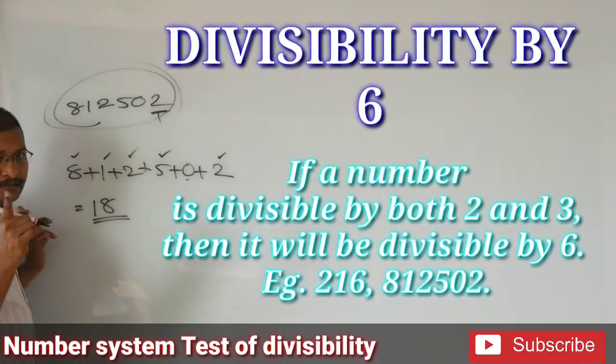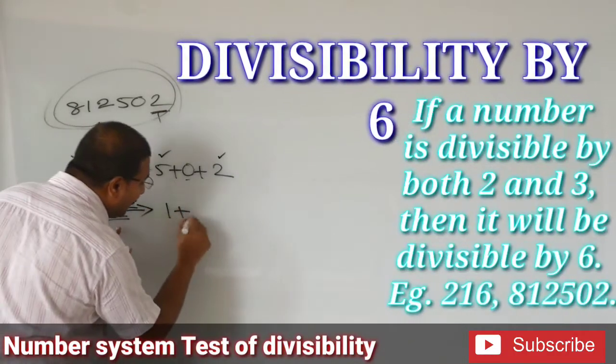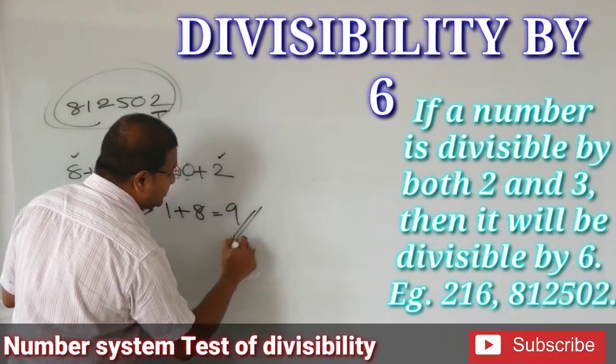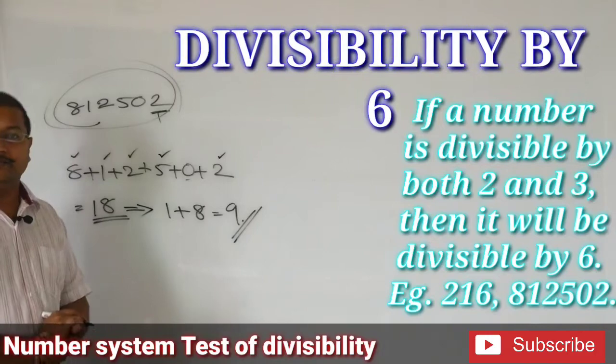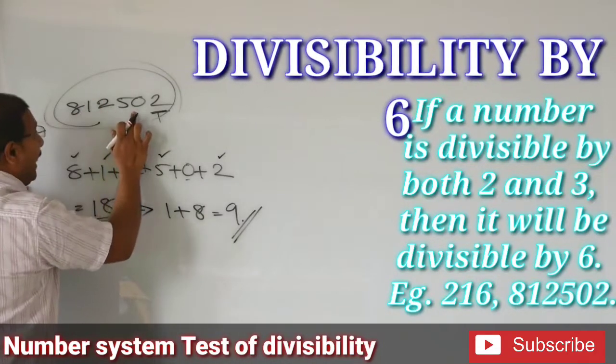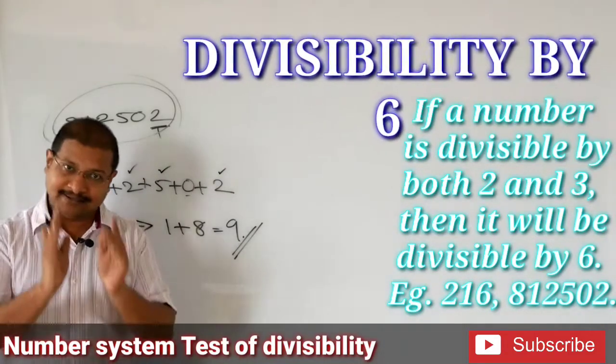3 8s are 18. Otherwise, what can you do? If you want, you can write 1 plus 8. 1 plus 8 is 9. Yes, 9 is divisible by 3. That means this number is divisible by both 2 and 3. That means 81250 is divisible by 6.